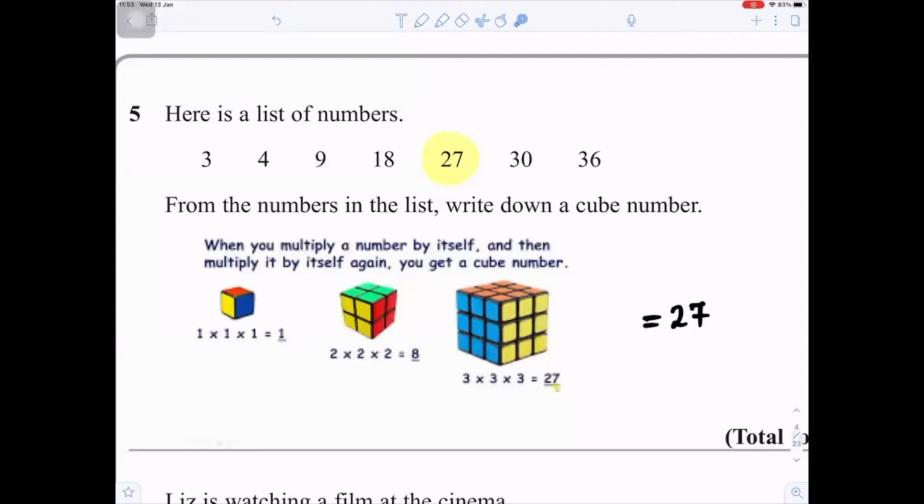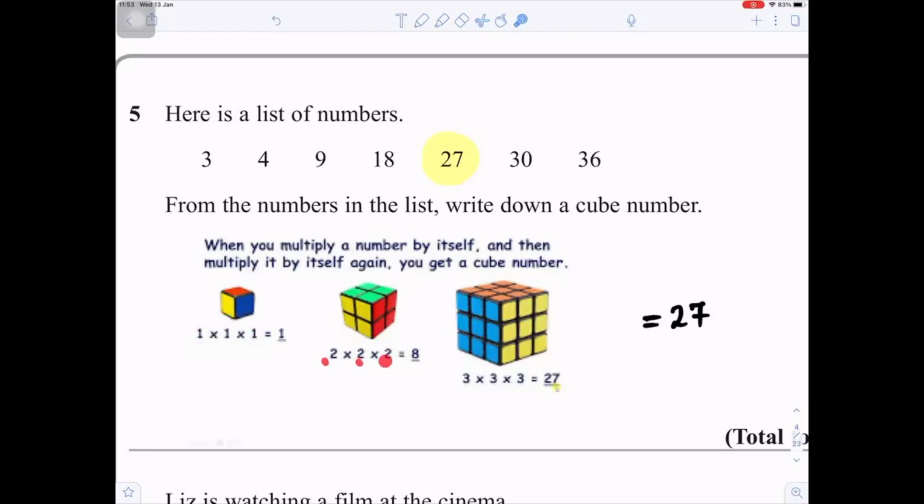Question number 5. Here is a list of numbers: 3, 4, 9, 18, 27, 30, and 36. From the numbers in the list, write down a cube number. So what is a cube number? When you multiply a number by itself and then multiply it by itself again, you get a cube number. For example, 1 times 1 times 1 gives a cube number. So there are 3 of them.